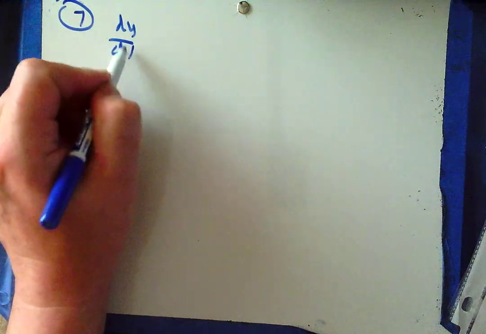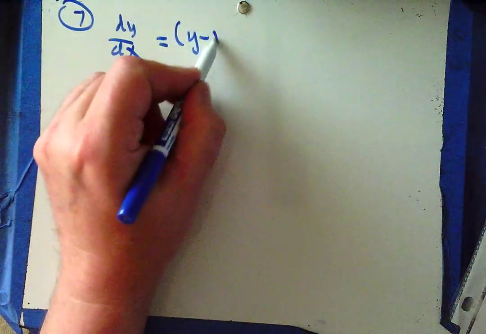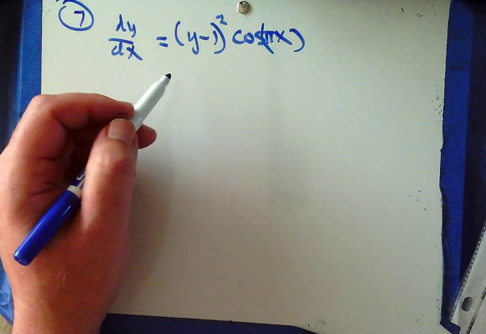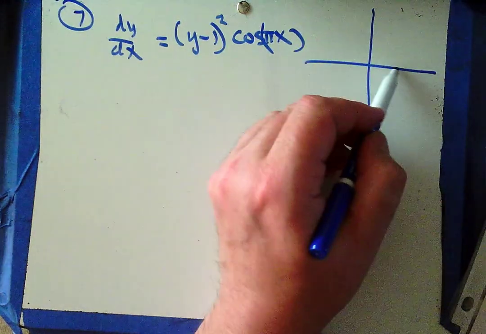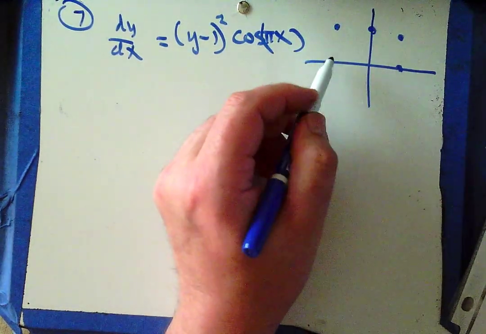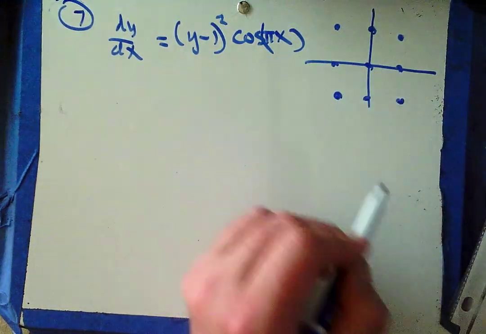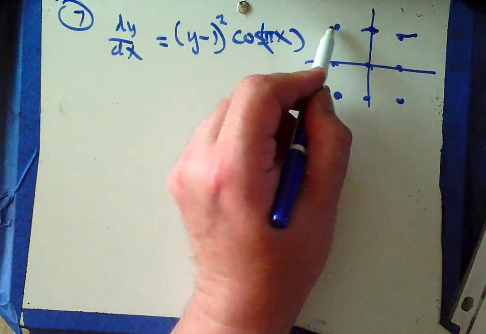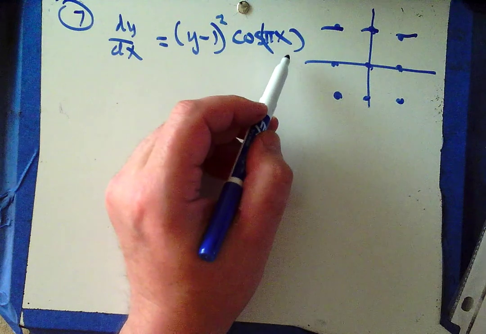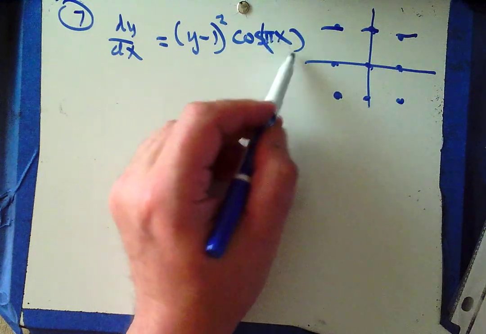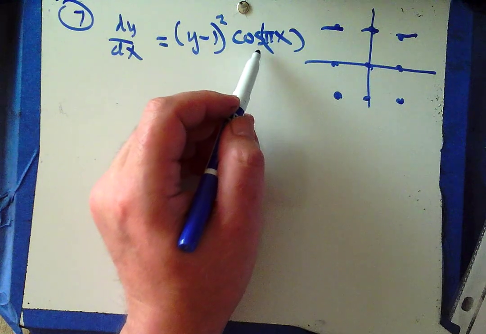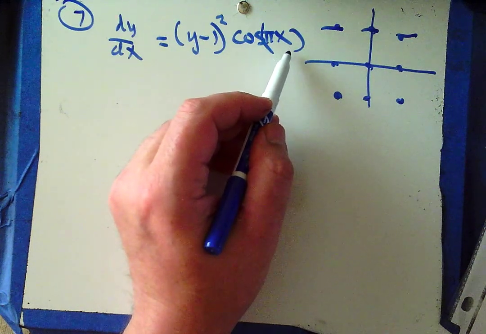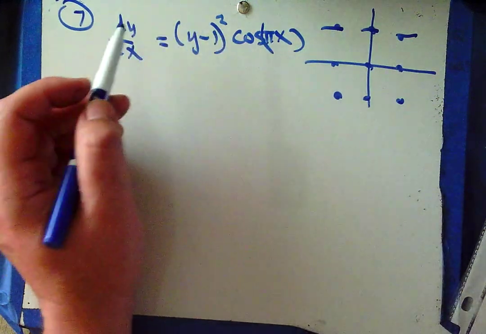dy dx equals y minus 1 squared cosine pi x. Part A, sketch the slope field. Okay, so if we plug in y equal to 1, we have a slope of 0. Cosine is equal to 0 at pi over 2. So only at x equals 1/2 would I have that 0 slope. So let's just plug in and see what we get.